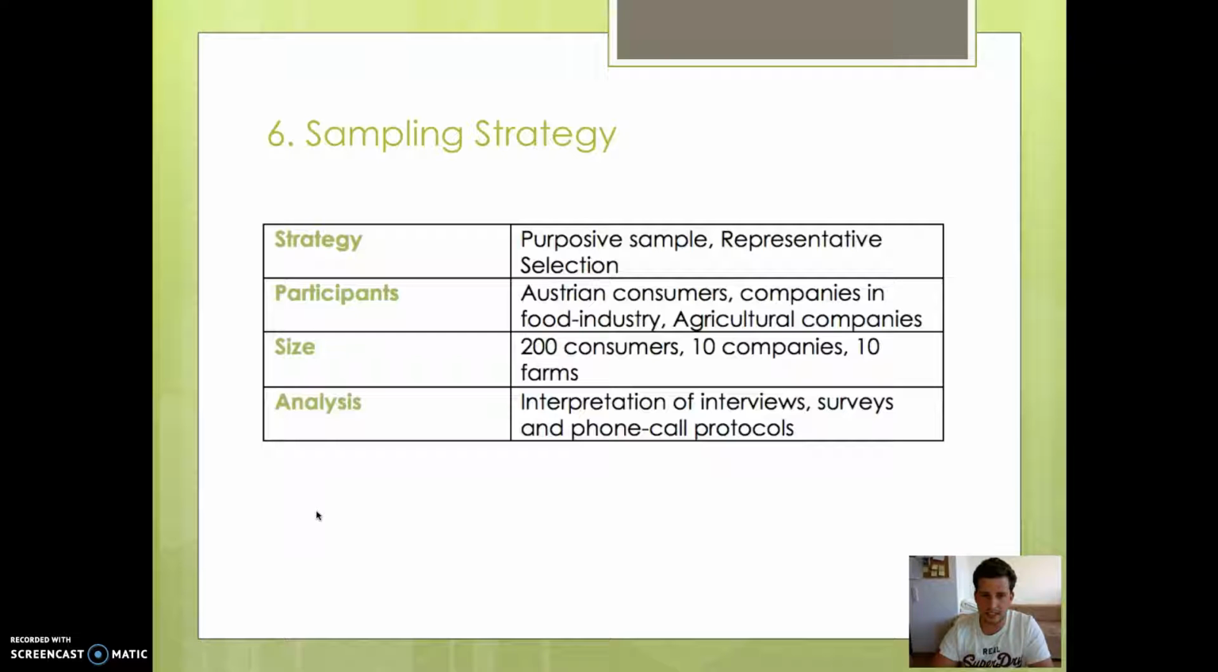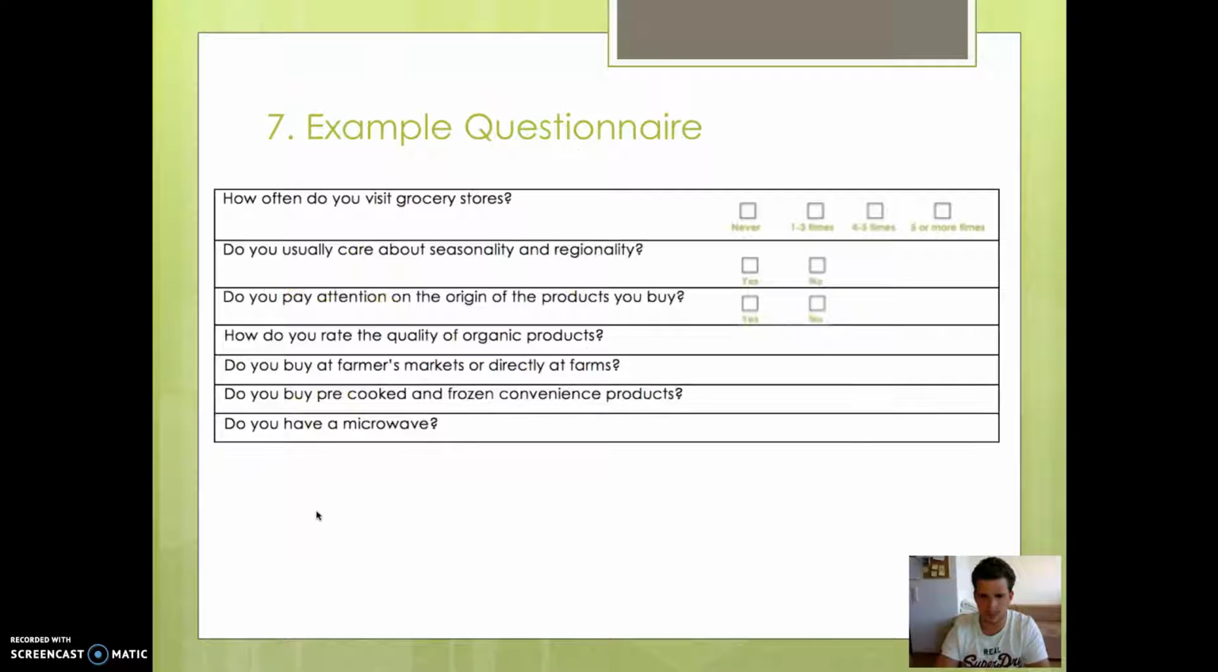I really want to reach a broad mass of farmers here. And the analysis is going to be the interpretation of the interviews, the surveys, and the phone calls. As my questions are going to be really standardized, it's going to be quite easy to develop a clear result for the consumers that I'm asking, and also for the outcome of the questions I ask at the companies.